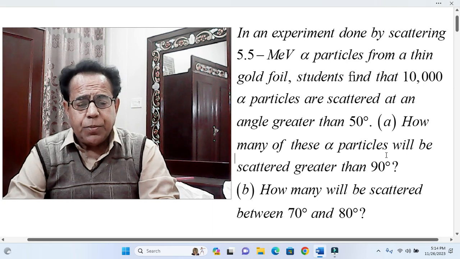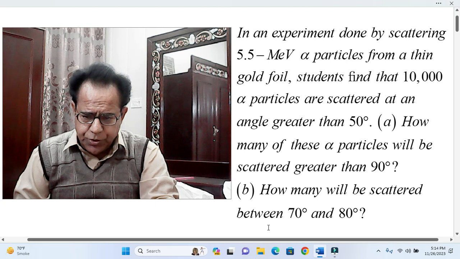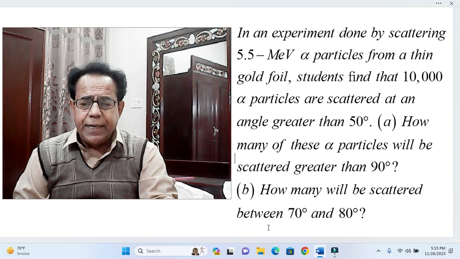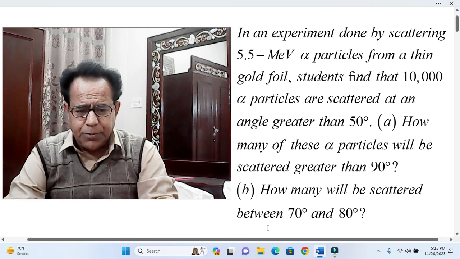Our next problem, having been chosen from the same book, Modern Physics by Stephen T. Thornton and Andrew Rex. As usual, we first come to its statement.